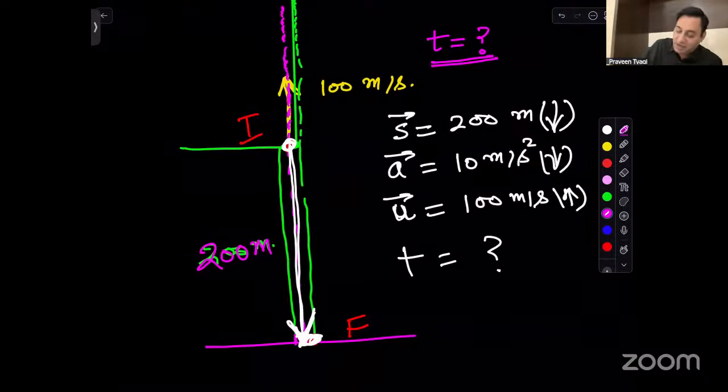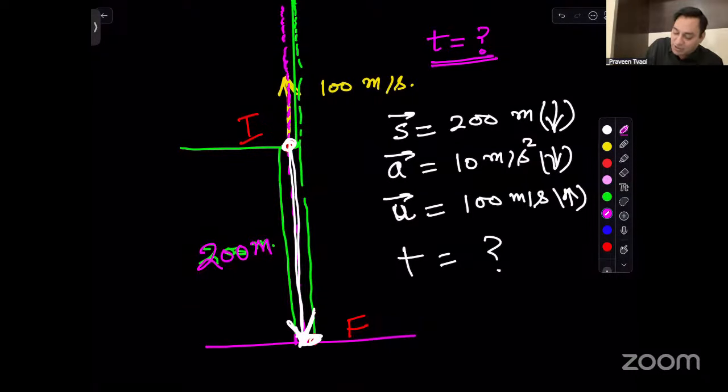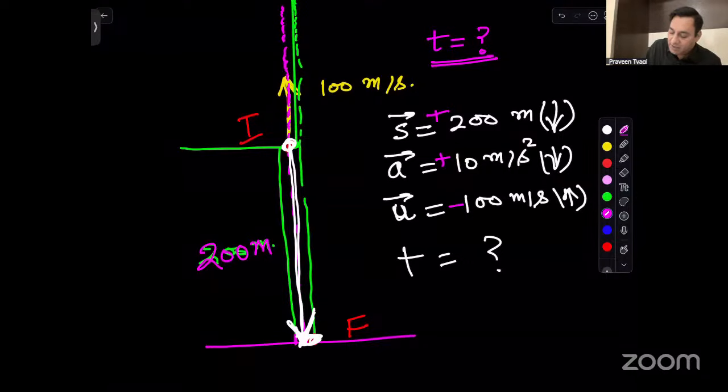Let's see. I am assuming downward to be positive direction. Suppose I can choose any direction to be positive. So positive, positive, negative. And let's keep the values. S is equal to ut plus half at square. Let's solve this.